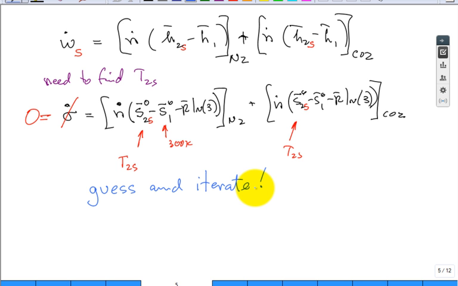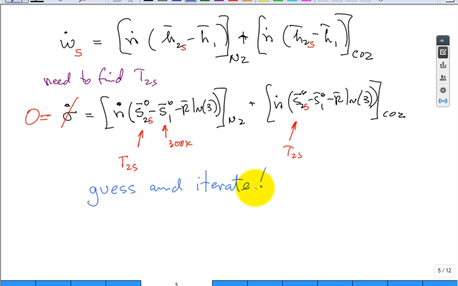Go back and look at numerical methods about the secant method or Newton-Raphson method or bisection. They bracket it. They need to get close. Otherwise, if it's nonlinear, they can diverge and you get garbage. But anyway, guess and iterate.